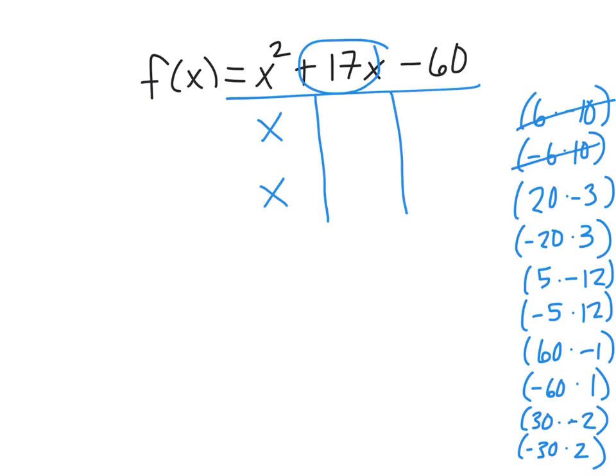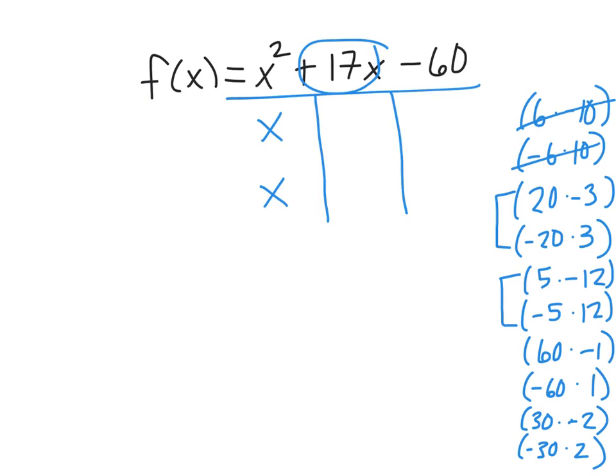20 plus 3 is 23, and 20 minus 3 is 17. Ooh, this might work. I'm looking for 17, and that might work. Let's look at the next scenario. 5 plus 12 is also 17, and 5 minus 12 is 7. This might also work as a combination.